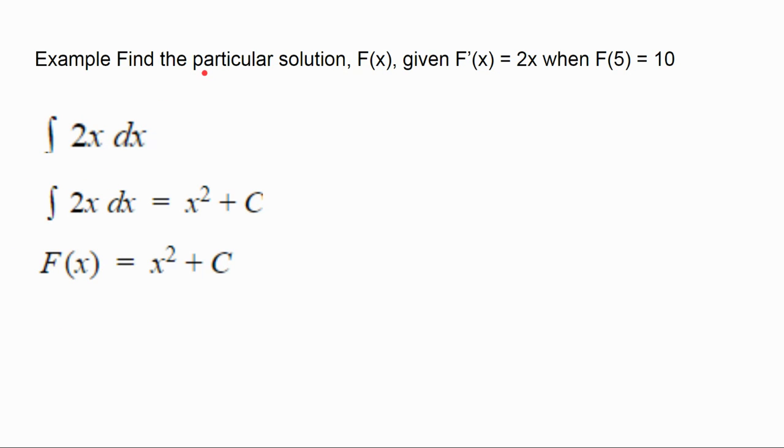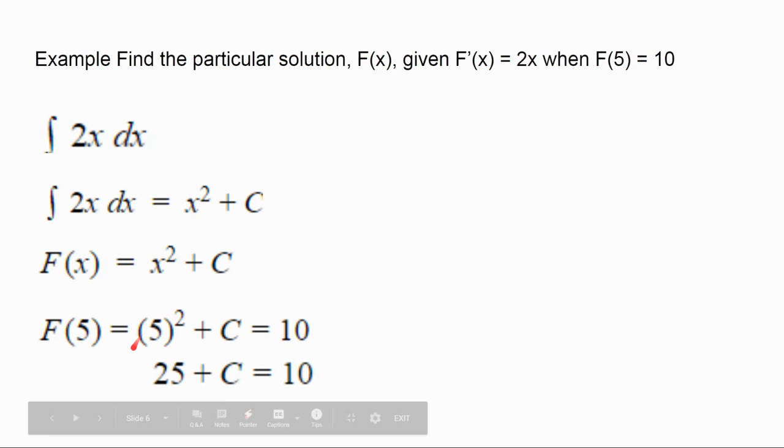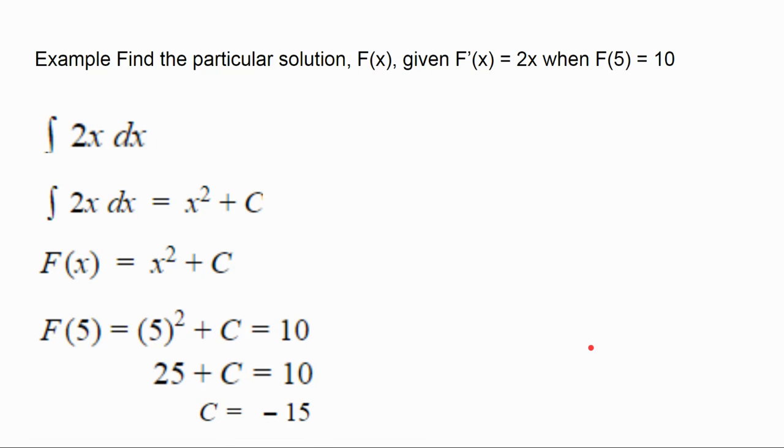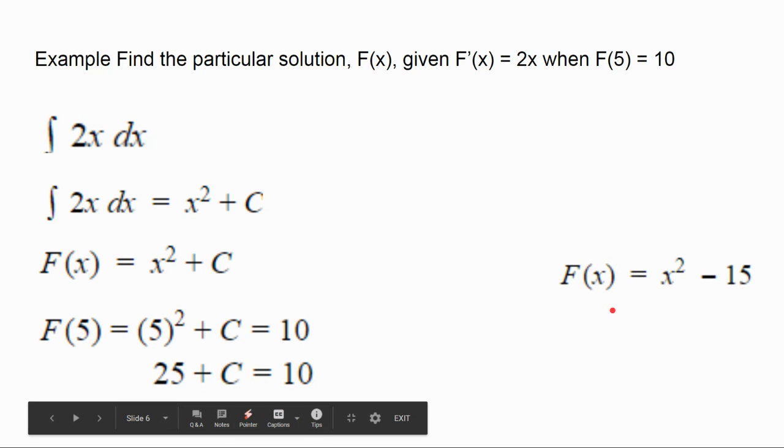Now we need to make it particular. We're going to use this information that I have here. I have f of 5, so I'm going to plug in 5. So I have 5 squared plus c is equal to 10. 25 plus c is equal to 10. And then once that goes away, you can see that you're going to have negative 15 is c. Then you have to reconstitute your solution. So put it back together. So you have x squared minus 15 is your answer.